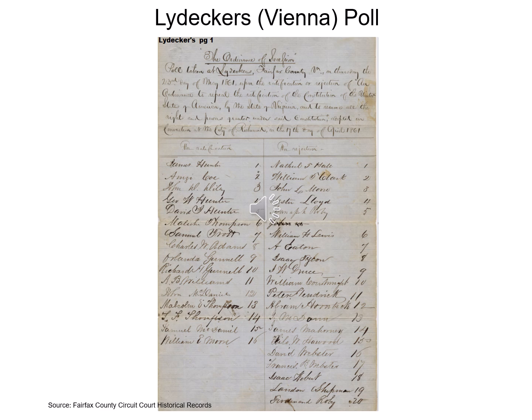This is the actual first page of the secession vote at Lydecker's store, representing Vienna. Many residents in this area came from the north. The final tally for Lydecker's, aka Vienna, was 44 in favor, but 78 against secession, representing a majority of locals against secession.